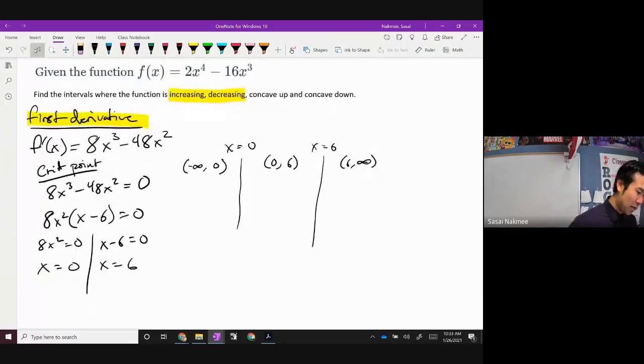All right. So I've got to test these points out to see if they're increasing or decreasing. I just pick numbers and plug them in. If you plug into the derivative, you're going to be dealing with very large numbers, which is fine if you want to do it that way.